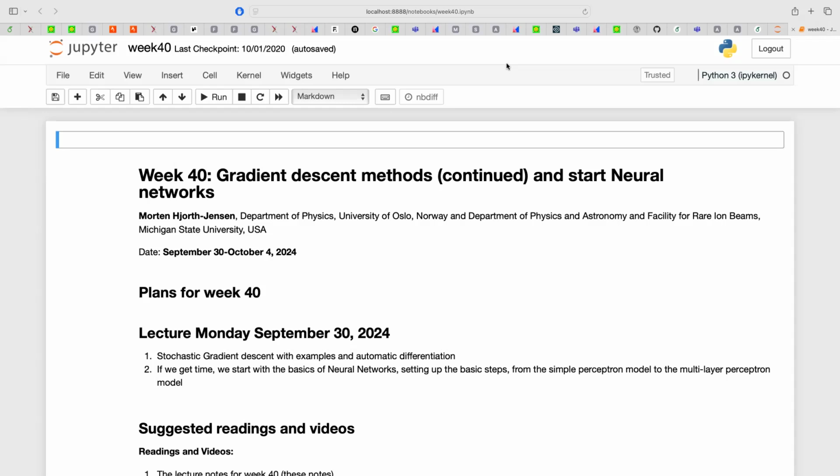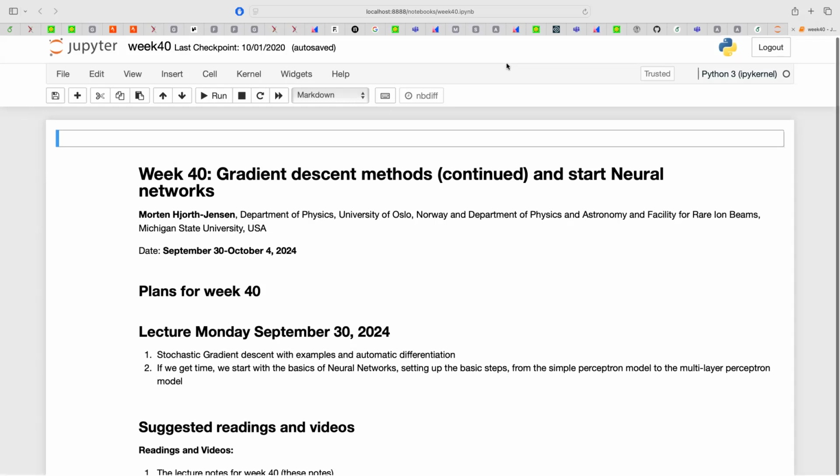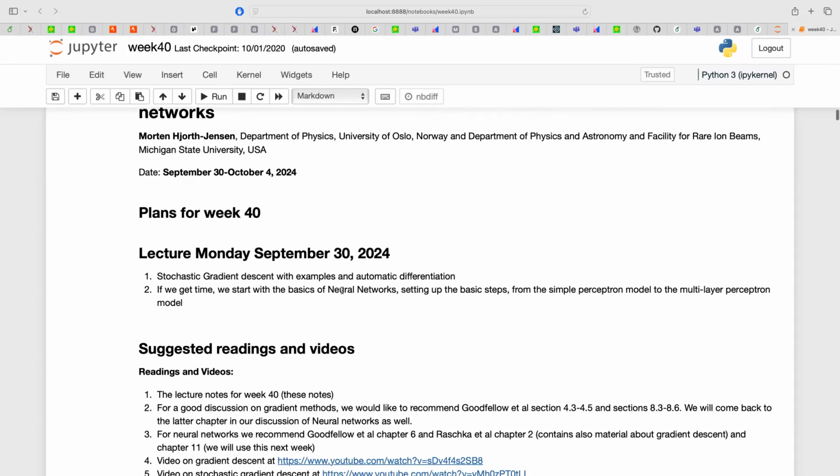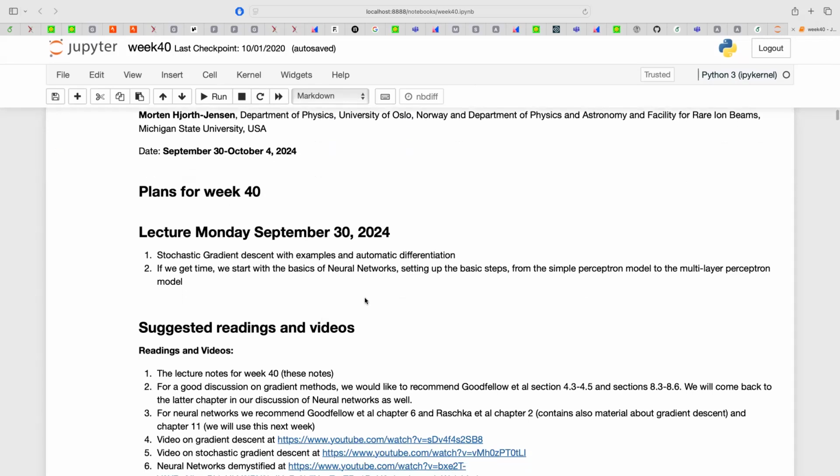So this week, we don't have any exercises. We're just going to focus on the project. And as you can see from the suggested weekly schedule, the topic today is also to, after gradient descent methods and stochastic gradient descent, discuss automatic differentiation, which is a famous algorithm which really saves the day when we are dealing with machine learning.